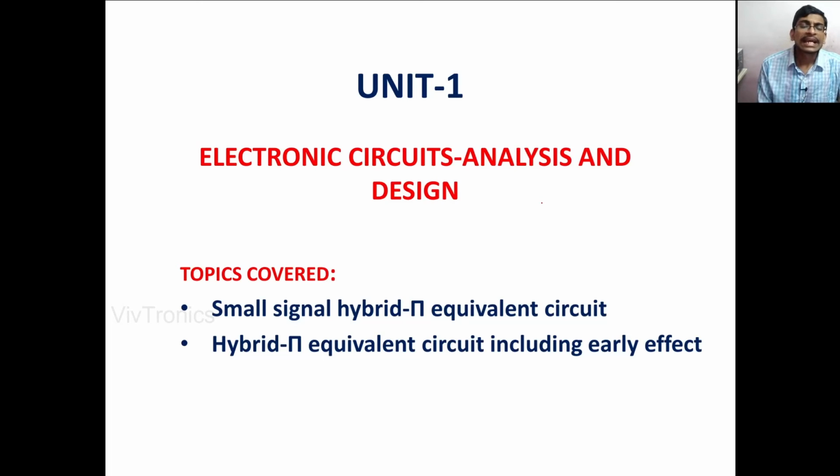Hello students, in the last class we have seen about the transistor AC equivalent circuit and the graphical analysis. In this class we are going to discuss the small signal hybrid pi equivalent circuit, the hybrid pi equivalent circuit including early effect, and also the expanded hybrid pi equivalent circuit.